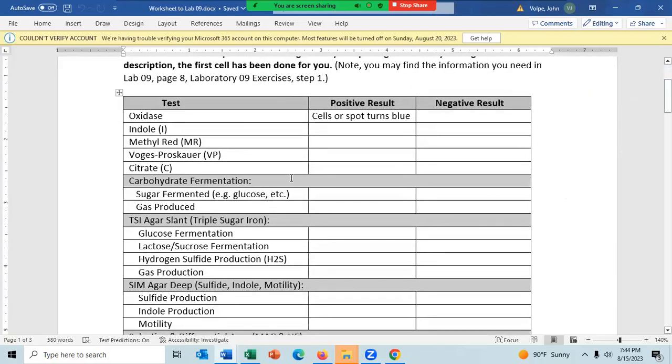Some of these tests we have talked about in the past. Some of them we talked about in this lab. And I think all of them are on the Microbuzz website. The first one has been filled in for you for the positive result. You do need to put in the negative result for the oxidase test, and we studied that in the last lab. The cell or spot turns blue if it's oxidase positive.